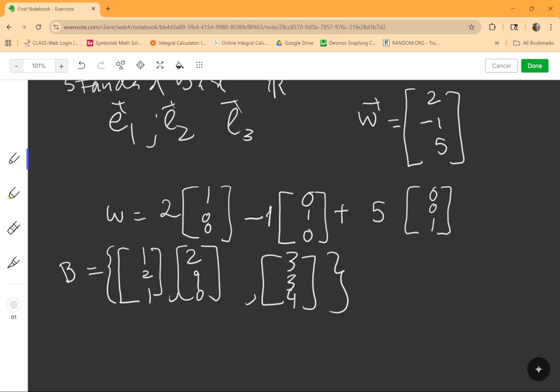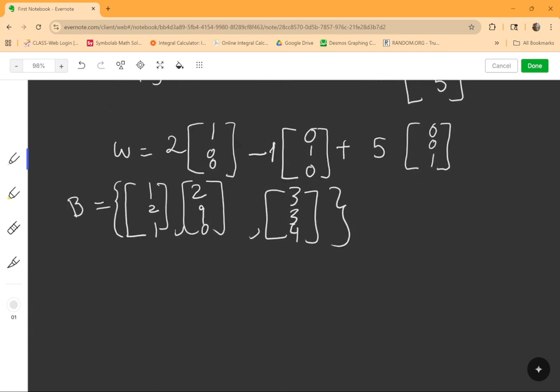Okay, now in this case here, this set is a basis for R3: 3 vectors that are linearly independent. All right, so again, in the next section, we'll show why this is enough to show that they're a basis. But for now, you can take my word for it, it's a basis.